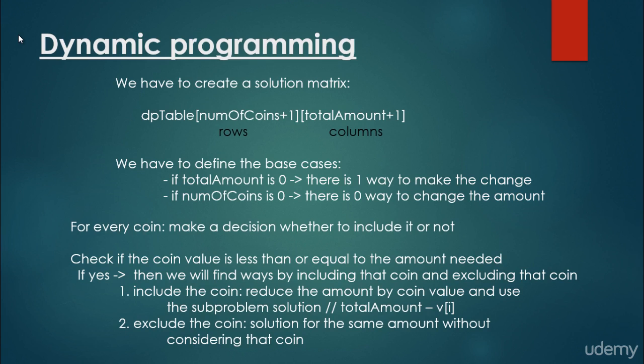So we have to check if the coin value is less than or equal to the amount needed. If yes, then we will find ways by including that coin and excluding that coin. If we include the coin, then we reduce the amount by the coin value and use the subproblem solution, so we have to subtract vi from the total amount. If we exclude the coin, then the solution for the same amount without considering that coin is used.